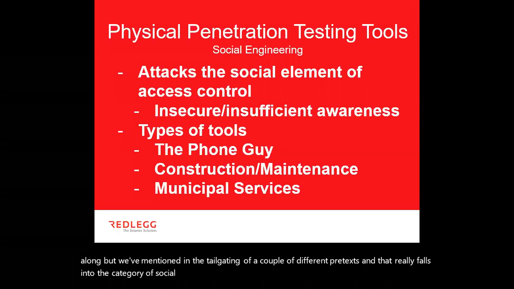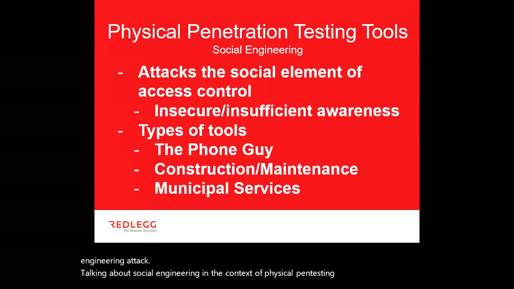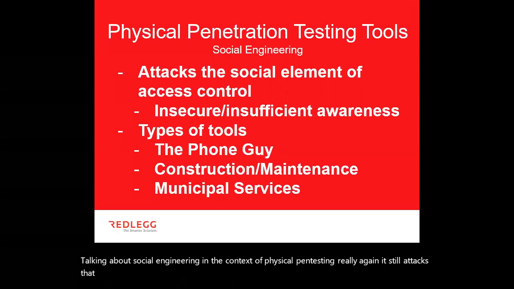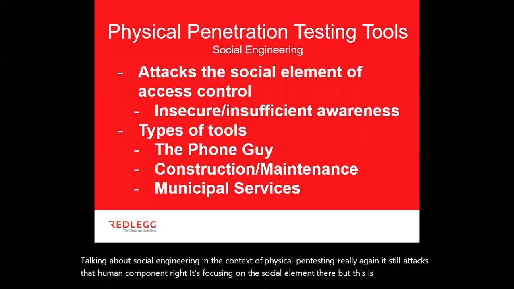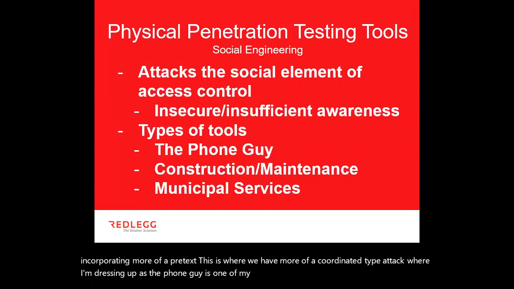So tailgating is an attack method that we may leverage during a social engineering attack. Talking about social engineering in the context of physical pen testing, it still attacks that human component, right? It's focusing on the social element there. But this is where we're incorporating more of a pretext. This is where we have more of a coordinated type of attack, where I'm dressing up as the phone guy, which is one of my favorites, or a construction worker.